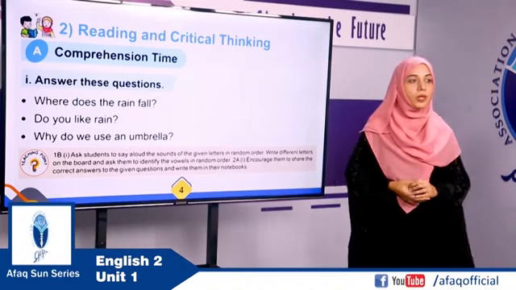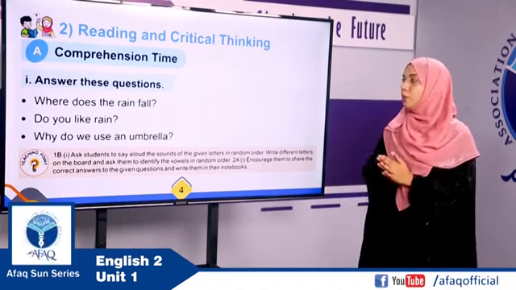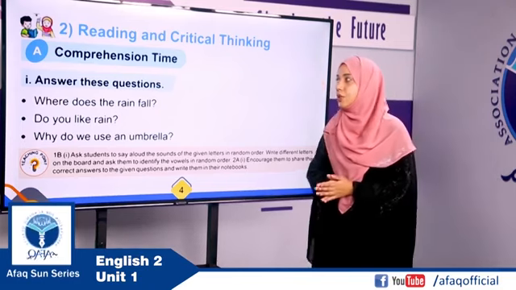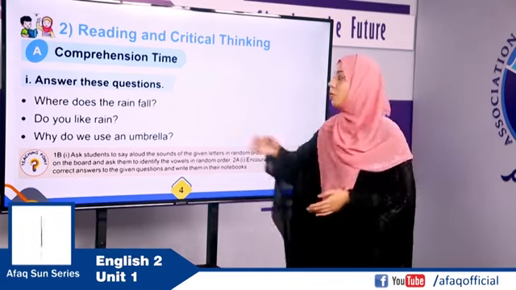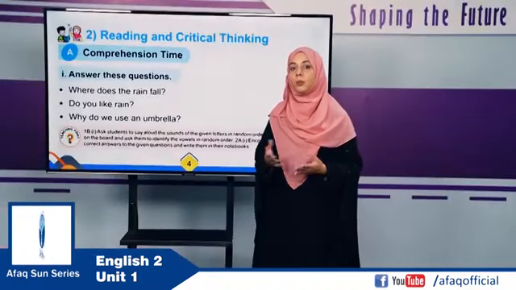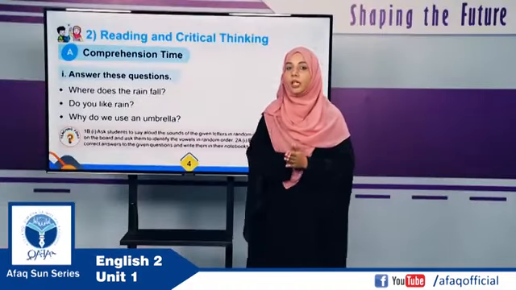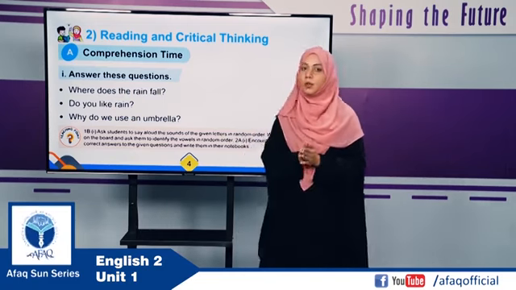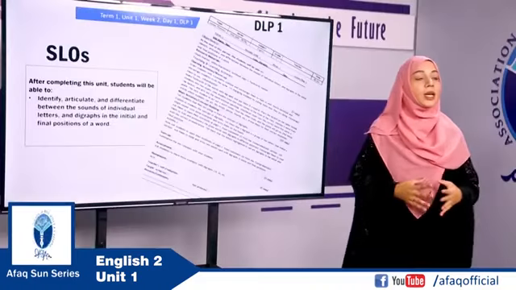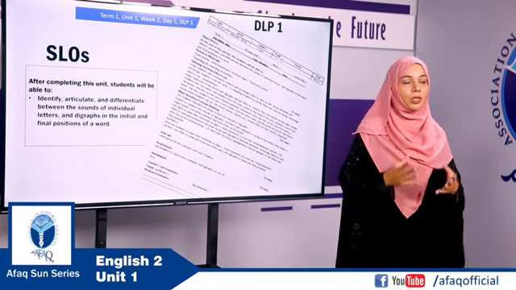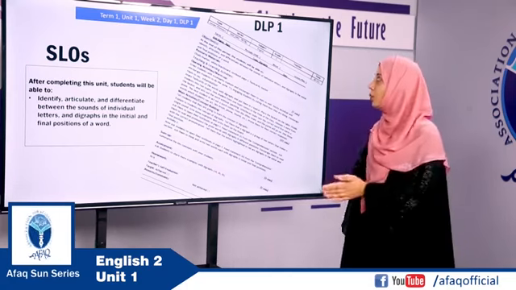Dear students and teachers, on page number 4 of the textbook, there is a reading and critical thinking section. In this section, some comprehension questions have been given. These questions are related to the poem that you read on page number 3 of your textbook. Read these questions carefully and answer them in your notebooks.